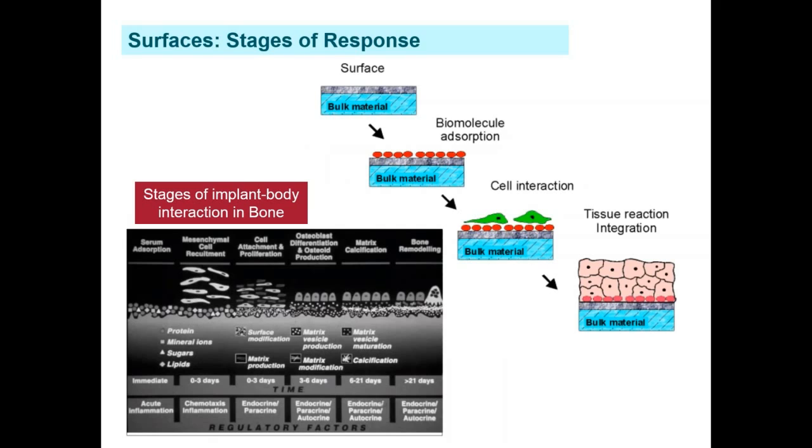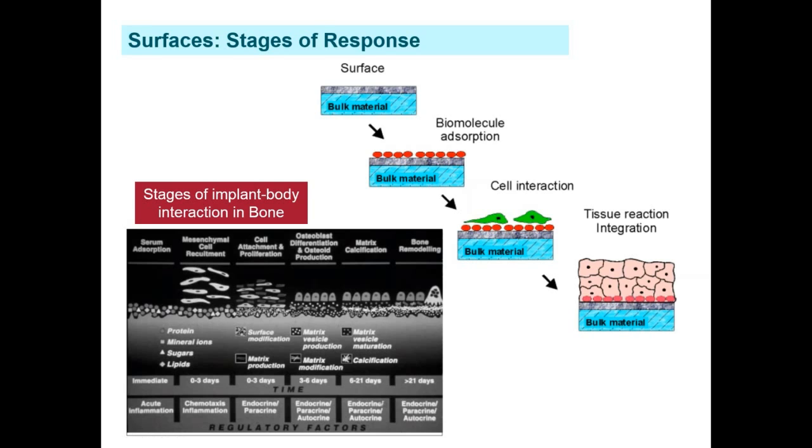And then over time, that cell has a multiplier effect that results in tissue regeneration or integration on the surface. And as you can see here, both the surface chemistry as well as the morphology or the roughness of the surface and its thermomechanical properties in many studies play an important role. And this can take from minutes to days.